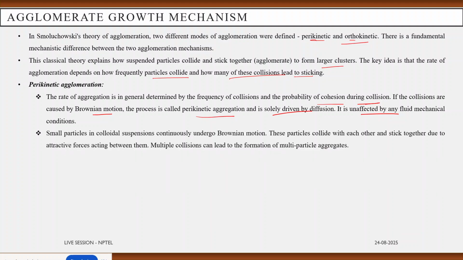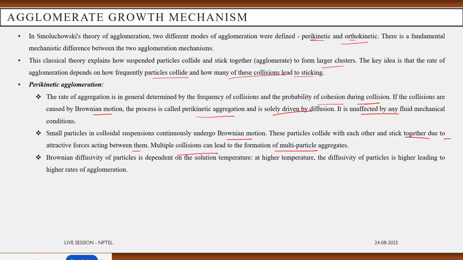Here the smaller particles in a colloidal suspension continuously undergo Brownian motion. These particles collide with each other and stick together due to the attractive forces between them, and multiple collisions can lead to the formation of multi-particle aggregates. The Brownian diffusivity of the particles is dependent on the solution temperature. At higher temperature, the diffusivity of the particles will be high, and that may lead to a higher rate of agglomeration.